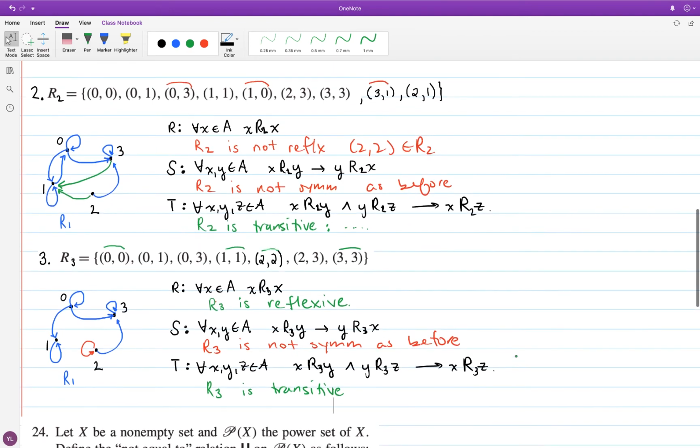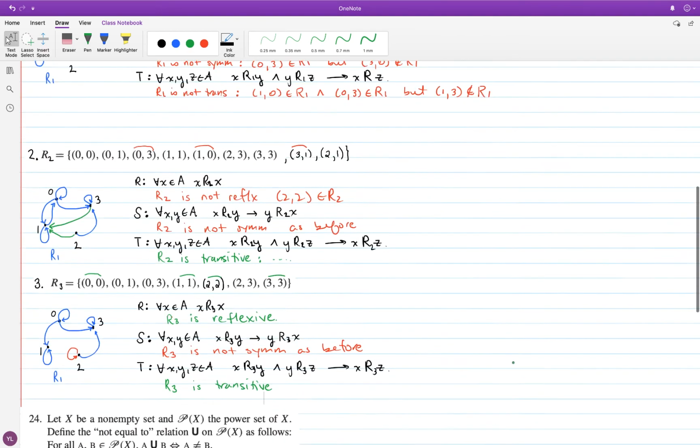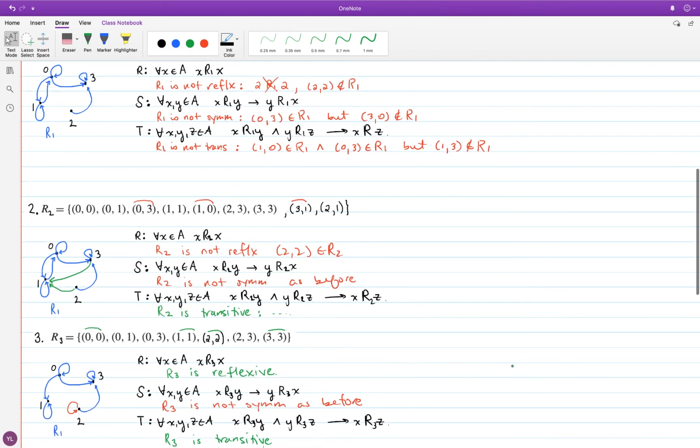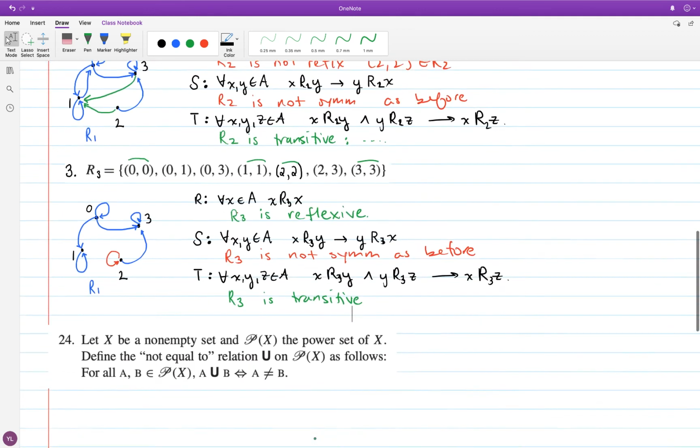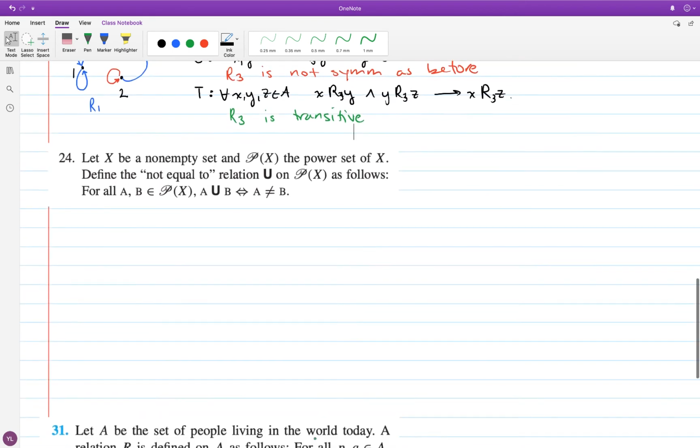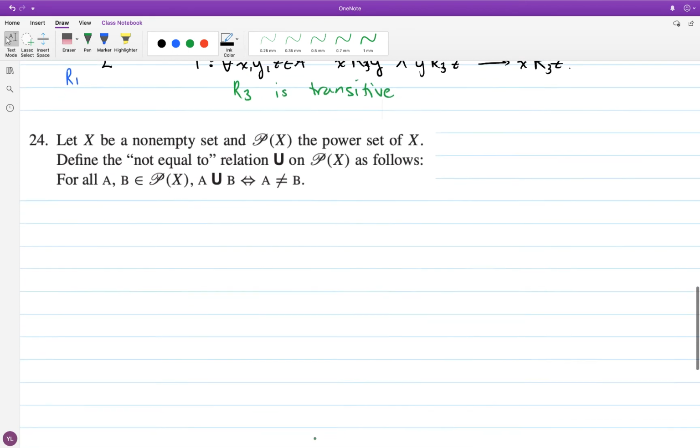Okay, so when your set A is small enough, these diagrams are useful in checking these three properties. We're not always going to have that situation, so we have to think about the properties logically.